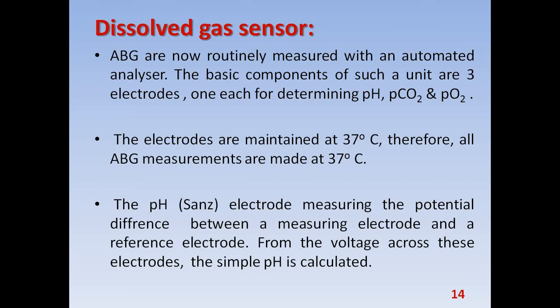First one is the pH electrode. It is known as Sanz, measuring the potential difference between a measuring electrode and a reference electrode. From the voltage across these electrodes, the pH is calculated. So this is how pH is calculated.